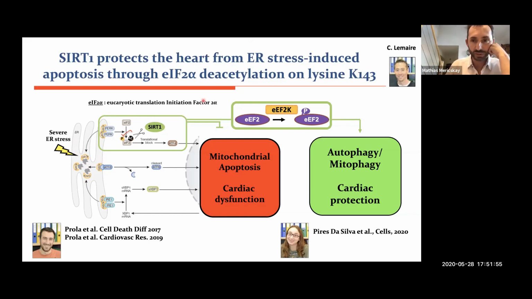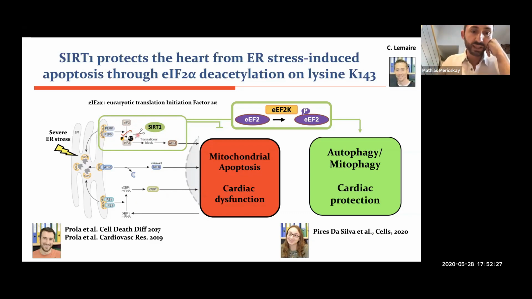And what Christophe has shown together with Alexandre Prolat and Julie Pires is that he identified a new role for SIRT1 in targeting this elongation initiation factor 2, which is normally phosphorylated by one branch of the ER stress pathway, and that triggers this activation of this transcription factor ATF4. And when it's overactivated, that process together with the other ER stress branch pathways lead to mitochondrial apoptosis and cardiac dysfunction.